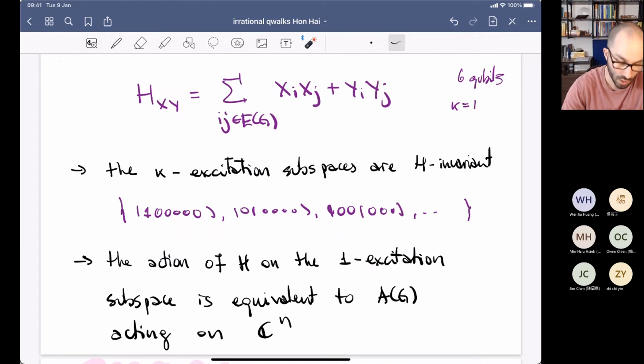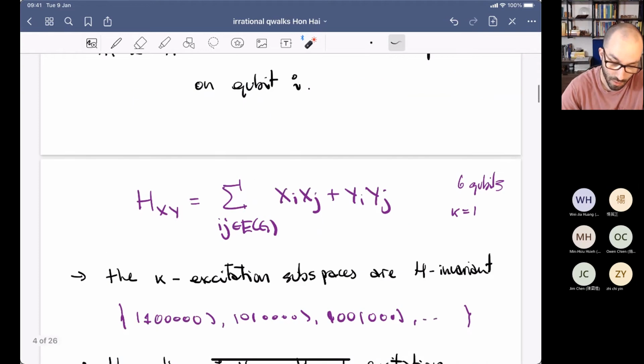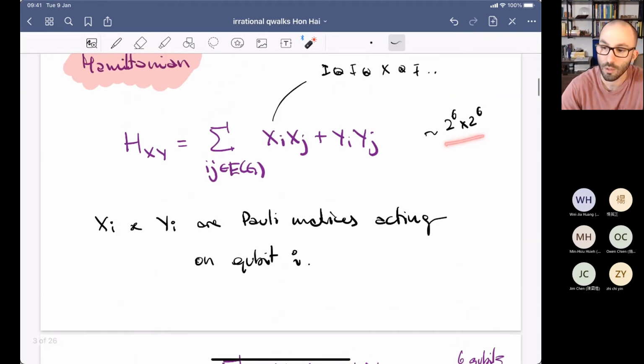And of course, if I change only two of them, then I have the two-excitation subspace and the same result holds. So this is a fancy way of saying that H is going to be a block matrix. Again, H here was a 2^6 by 2^6, so a 64 by 64 matrix, but it actually is going to have a bunch of blocks.